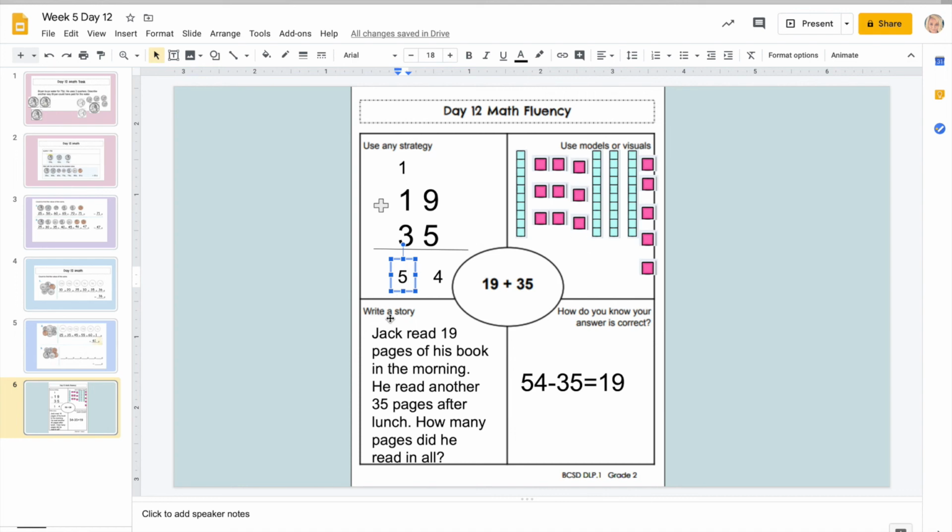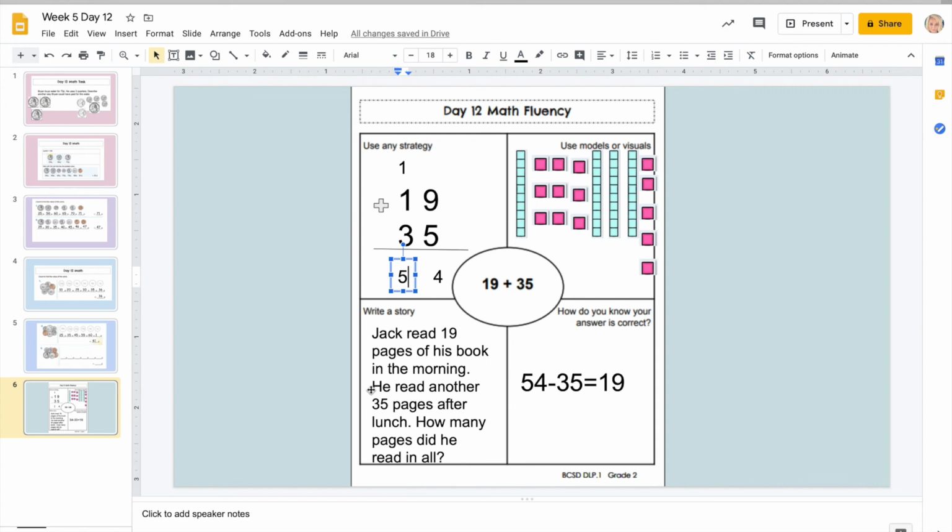Moving on, we need to write a story. So in this story, we're basically taking the equation and we're creating our own word problem. So this one I came up with: Jack read 19 pages of his book in the morning. He read another 35 pages after lunch. How many pages did he read in all? So that is a representation of how to show it using a story. You're just coming up with the word problem.